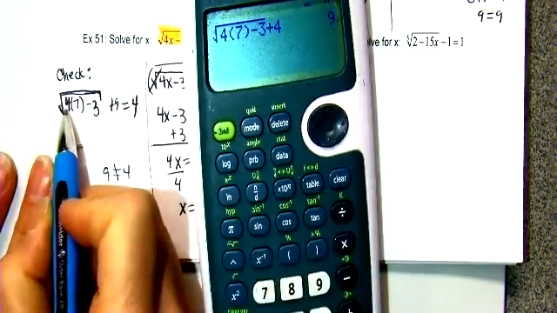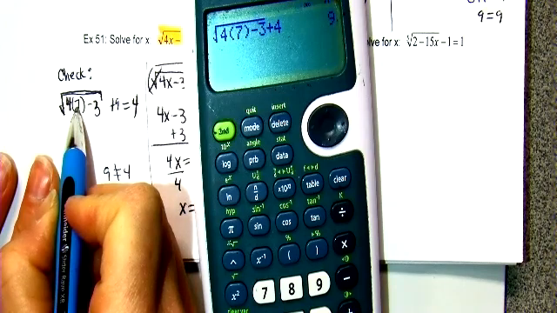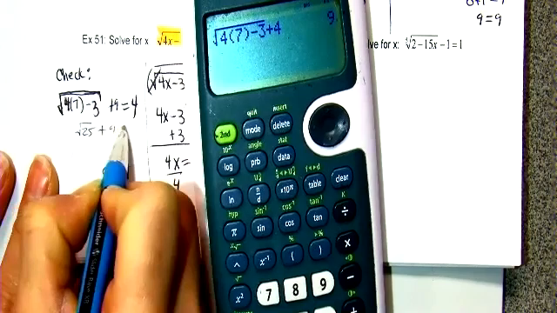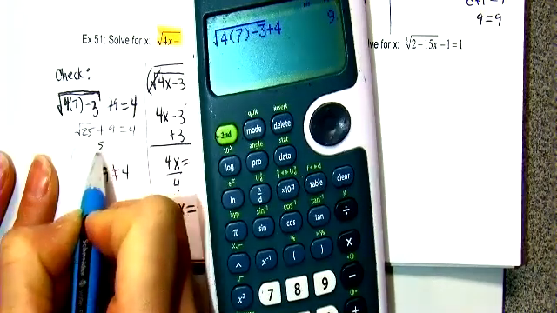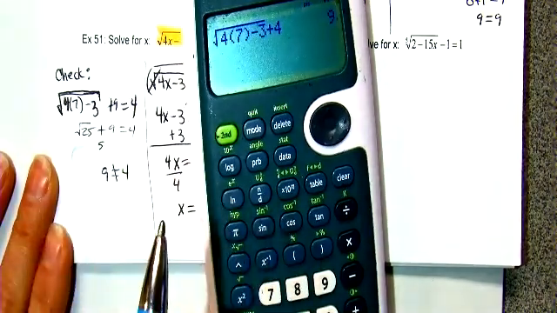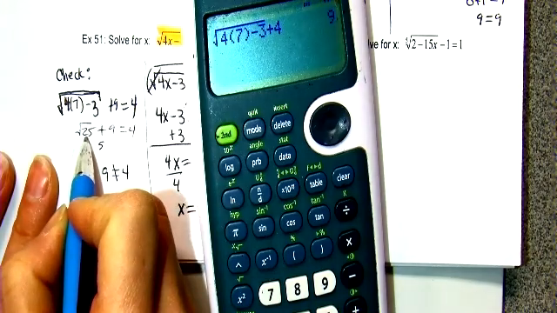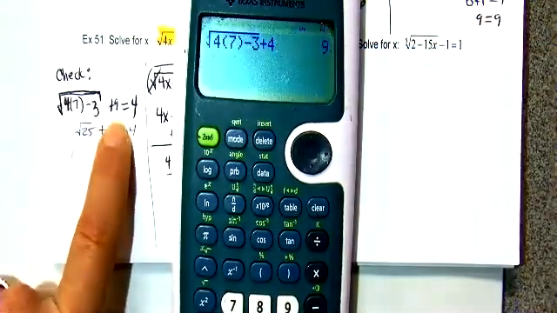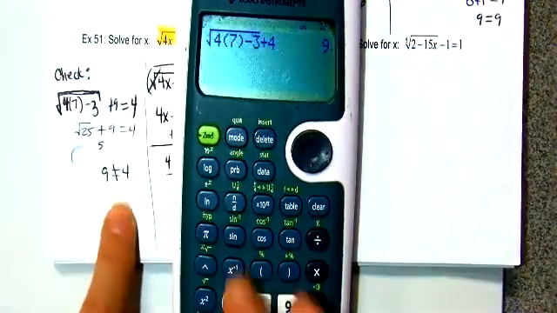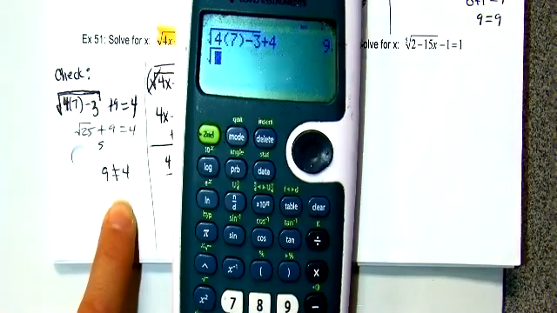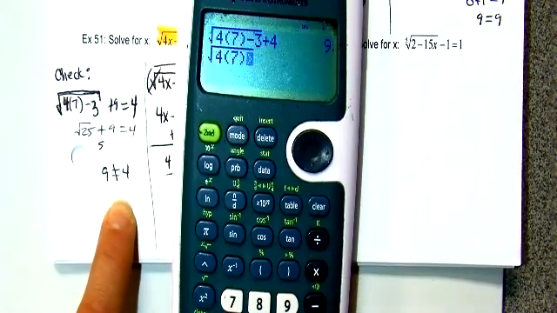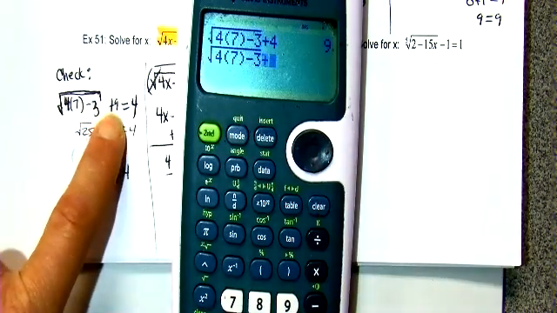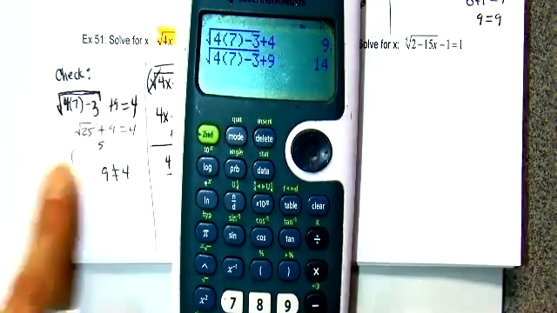So again, that's because 4 times 7 was 28, minus 3 would be 25. So the square root of 25 is 5. What did I type in there? Oh, I put plus 4 instead of plus 9. So let's redo that, everybody. So 4 times 7 minus 3, and we are plus 9ing, not 4, would be 14.